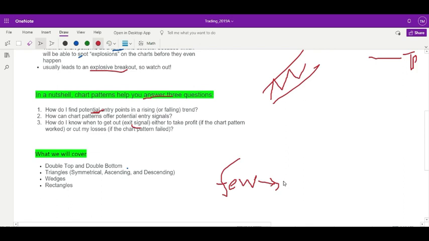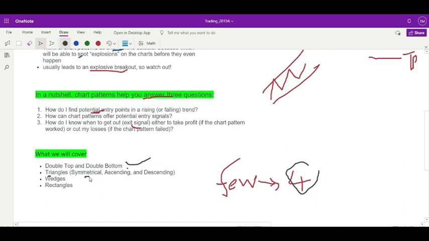So we'll go through four, only four. The first one is double top and double bottom. What we generally say is we're identifying multiple tops or multiple bottoms. So this is the first one. It's a chart pattern, mind you. And then triangles. We have different types of triangles that you can see as a chart pattern on a chart.